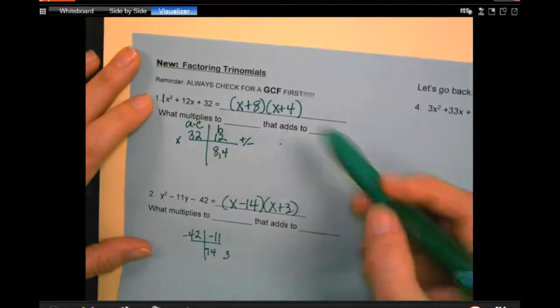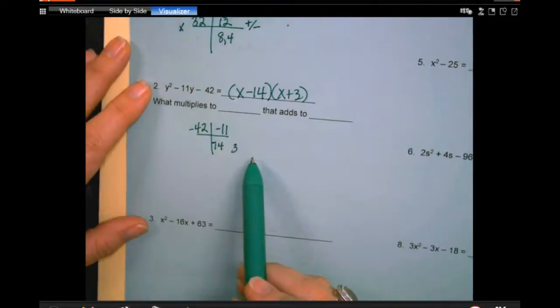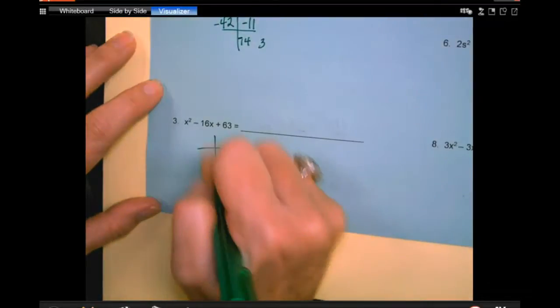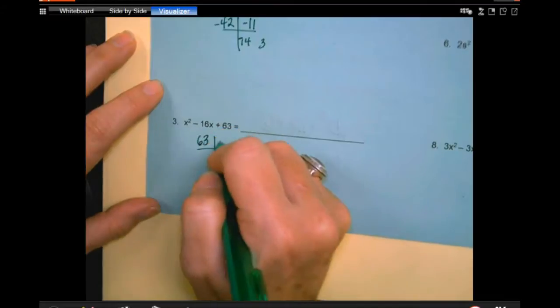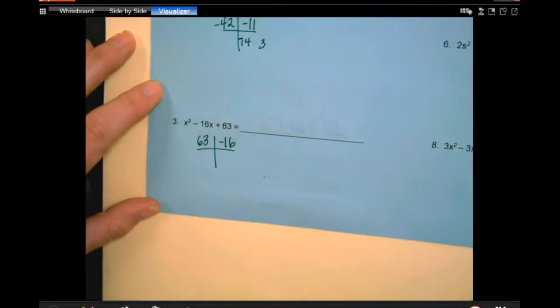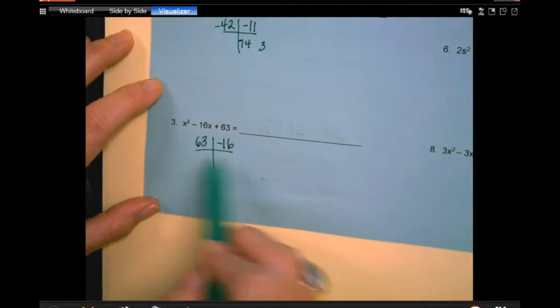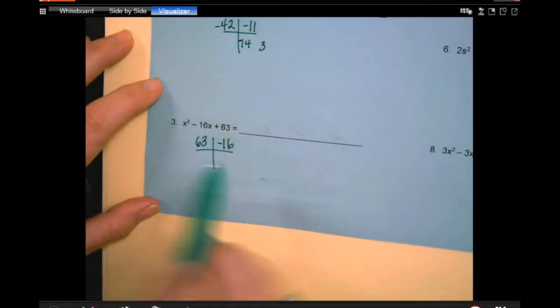So the first one, they were both positive. The second one, we had one positive and one negative. On the third one, a times c is 63 and b is negative 16. So I want factors that multiply to 63 but add to 16.